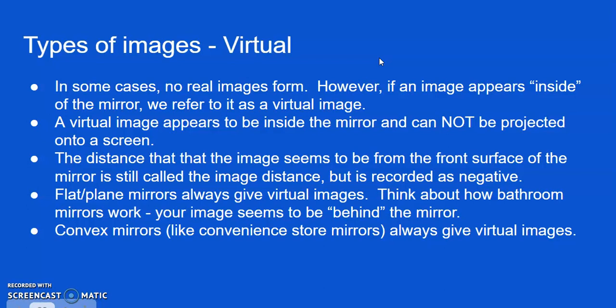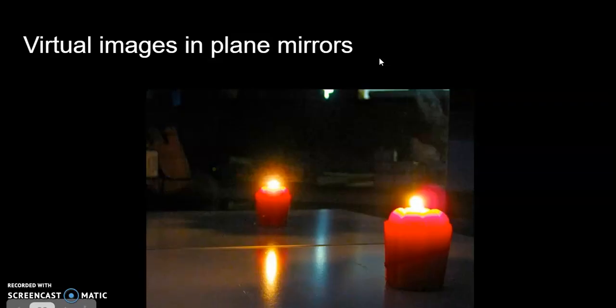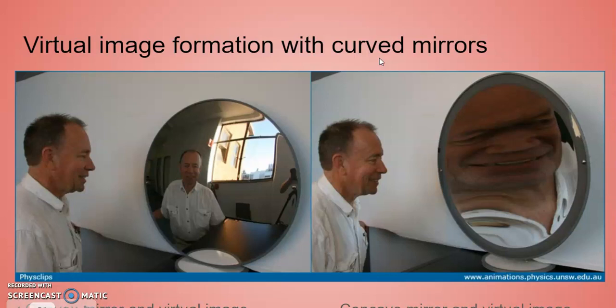So flat and plane mirrors always give virtual images, but so do convex mirrors, like convenience store mirrors or blind spot mirrors. They always give you virtual images. That is, the image always appears to be inside or behind the mirror glass. There's an example I showed you earlier. That is a candle and a flat mirror or a plane mirror.